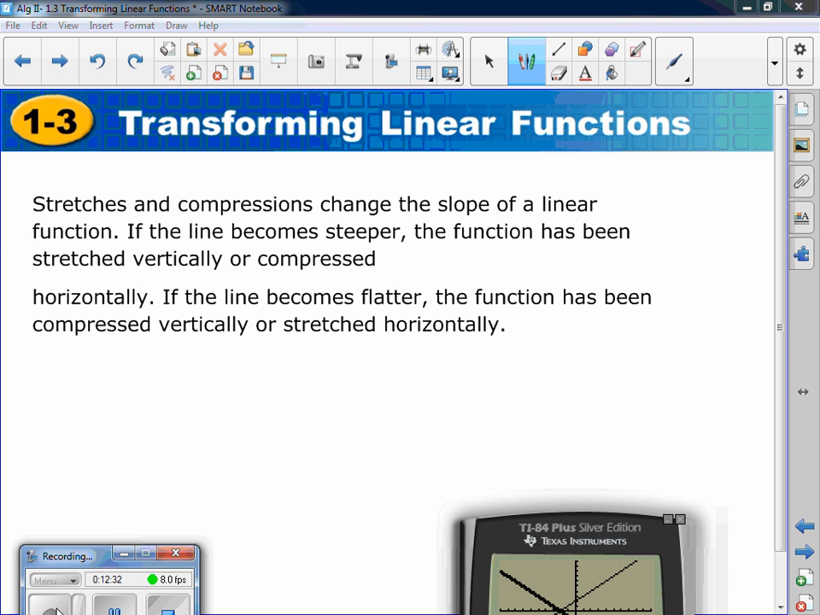Now, for stretches and compressions, they're like changing the slope of a linear function. If a line becomes steeper, it has been stretched vertically, or it could also have been called compressed horizontally. If a line becomes flatter or more horizontal, it has been compressed vertically or stretched horizontally. If I take a rubber band and I stretch it horizontally, what happens vertically? It gets smaller. It gets compressed vertically. If I stretch it vertically, what happens? Horizontally, it gets compressed. So when you do one thing, it affects the other. We will later on talk about things that will actually stretch it entirely out, but we're not there yet.